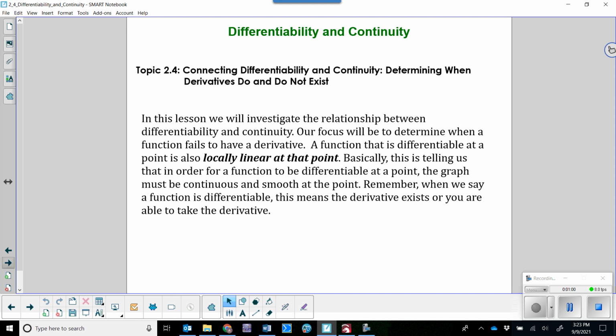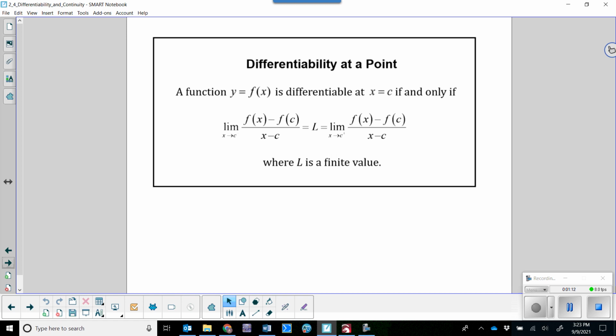Well, one huge thing has to do with us being able to determine if something is differentiable. And if we know it's differentiable, then we know it's continuous. That's going to be a big deal because continuity is important.